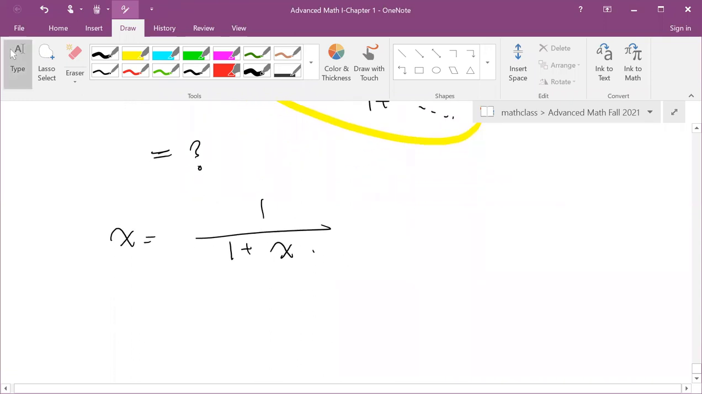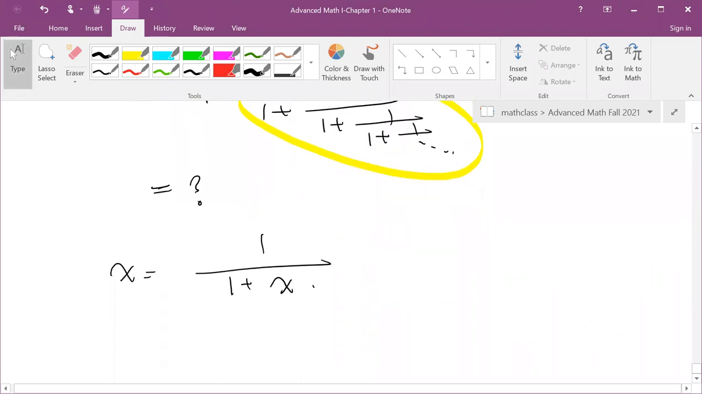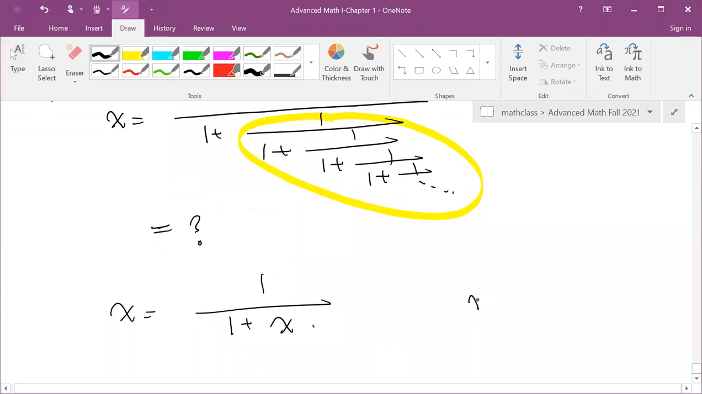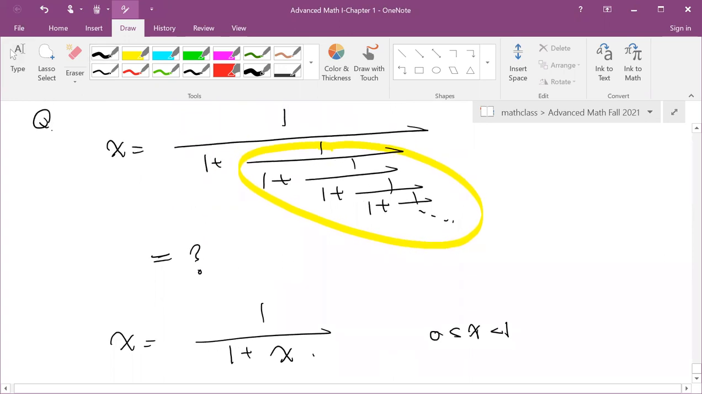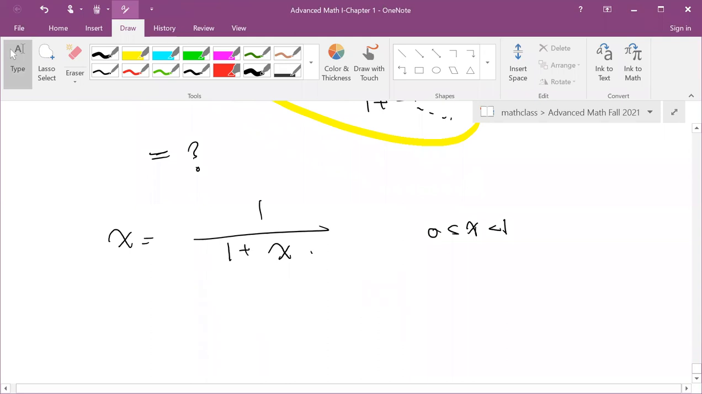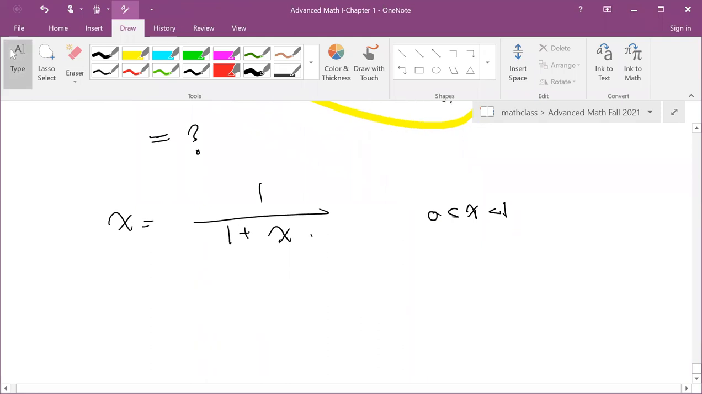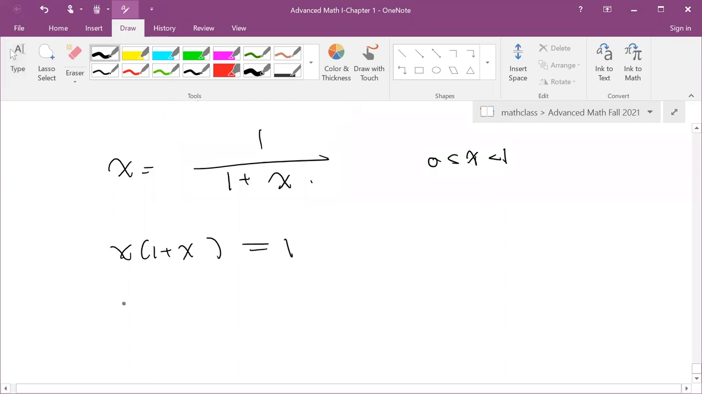So x is equal to 1 over 1 plus x, and how do you solve it? Clearly x is a number greater than 0 and less than 1, because it's 1 over 1 plus something. Let's find x. This is not a linear equation. Just multiply both sides by 1 plus x, then you get a quadratic equation.